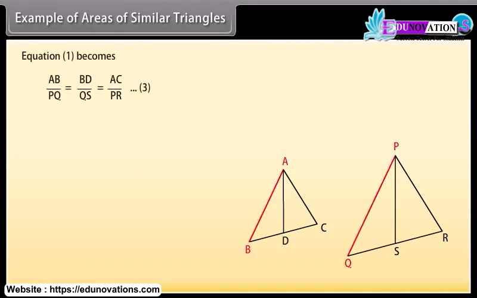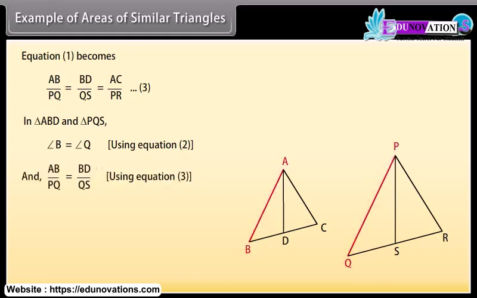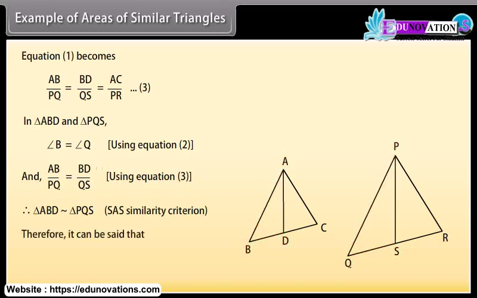Equation 1 becomes AB upon PQ equals BD upon QS, which is equal to AC upon PR, which is equation 3. In triangle ABD and triangle PQS, by using equation 2, angle B is equal to angle Q, and by using equation 3, AB upon PQ equals BD upon QS. Therefore, triangle ABD is similar to triangle PQS by the SAS similarity criterion. Therefore, it can be said that AB upon PQ equals BD upon QS equals AD upon PS.